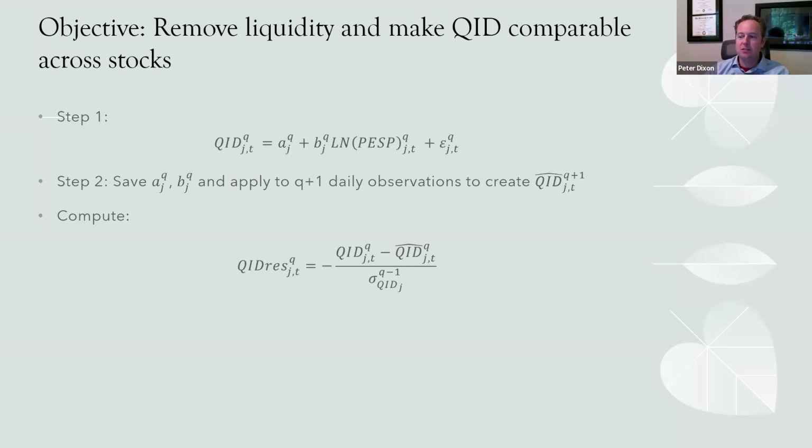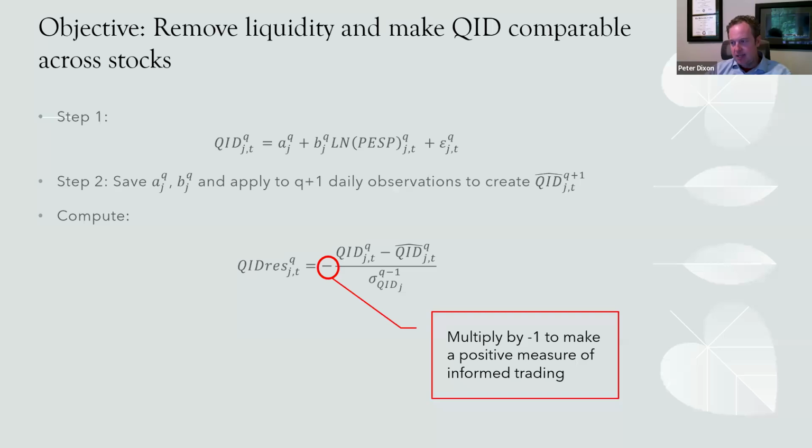And so we're calling this measure quid res, which is the residual quid, or the quid ratio that is residual to liquidity. Key to this is we're going to multiply by -1 to make a positive measure of informed trading instead of a negative measure of informed trading. So when we use the quid res in all of the tests going forward, we're going to multiply it by -1.